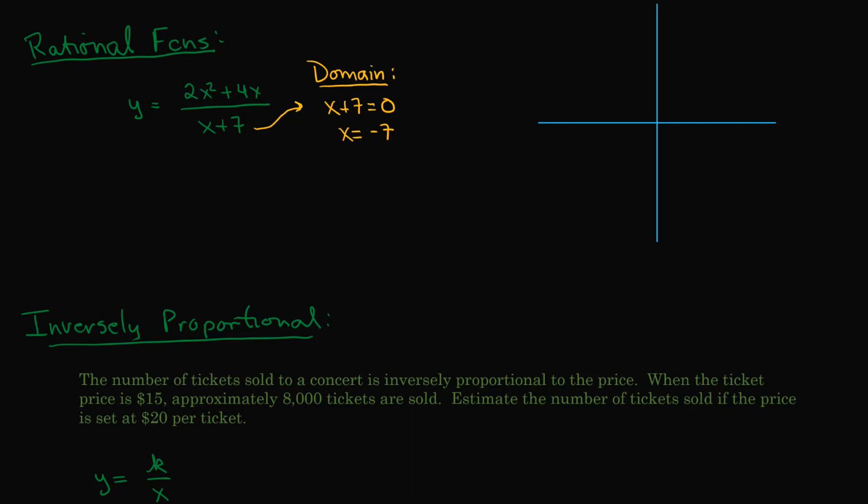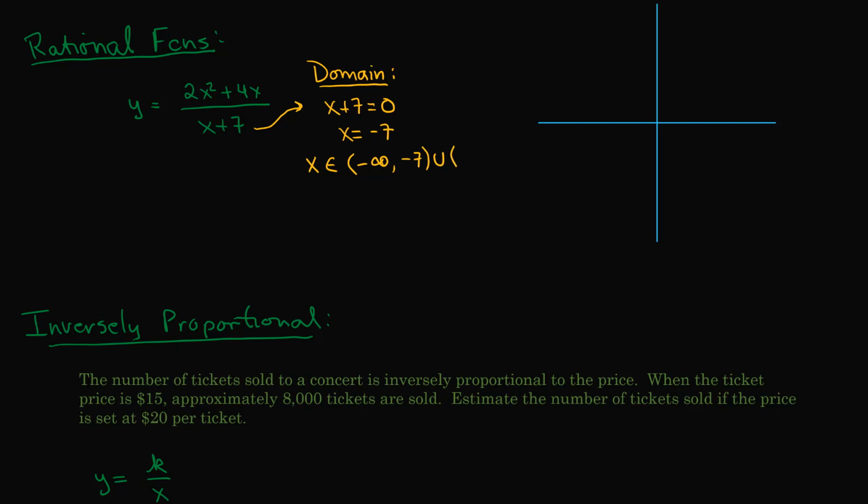So in this case, the domain is going to be the set of x values such that they go from -infinity to -7. Notice I'm using a parenthesis here, not a bracket. We cannot include the -7.